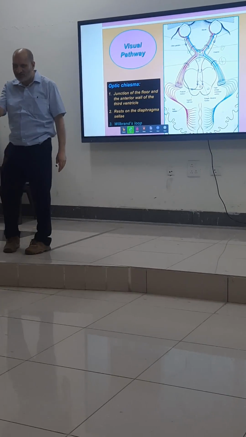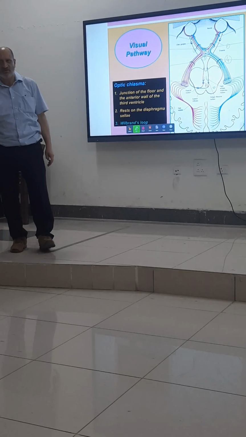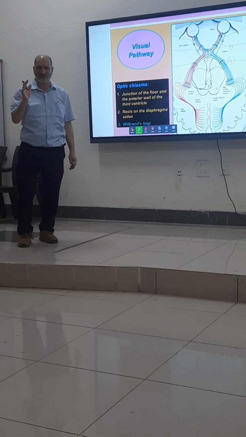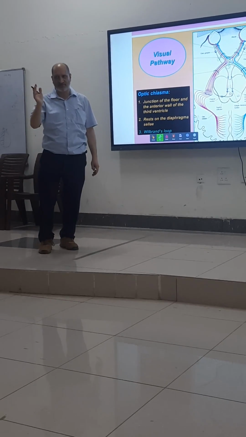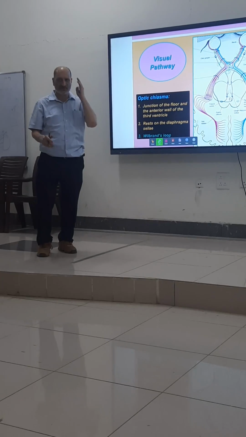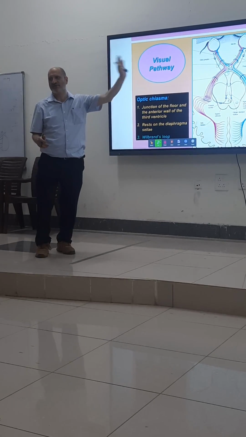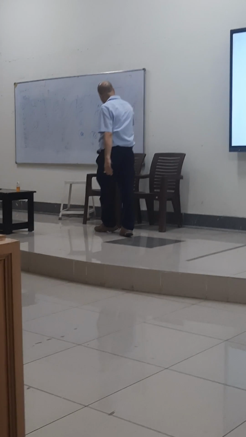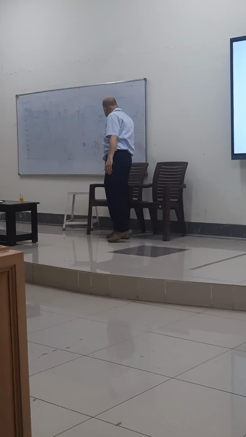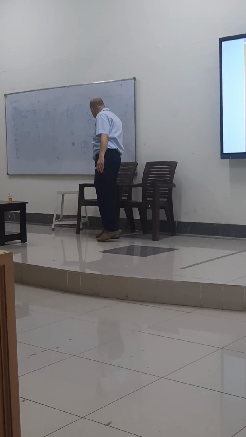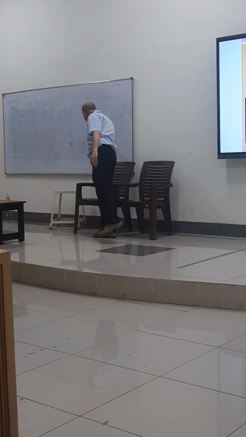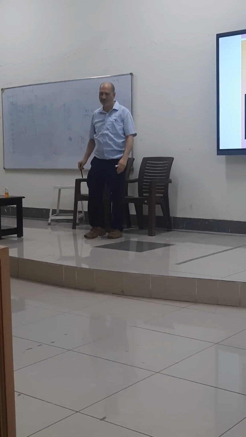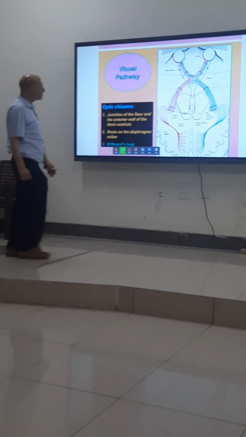So ipsilateral is the right region here. The direction of the right eye will be the nasal field, and the contralateral eye will be the temporal. So this is demonstrated here. Right eye, the nasal field, and the left eye it will be the temporal. Is it understood? So, then we go ahead.